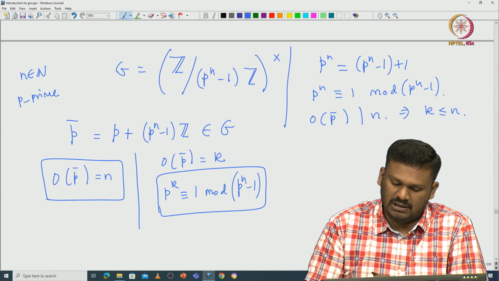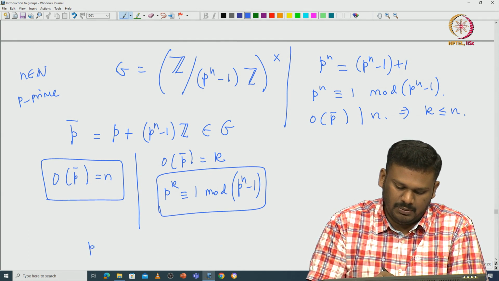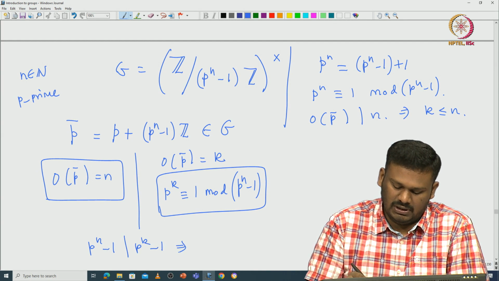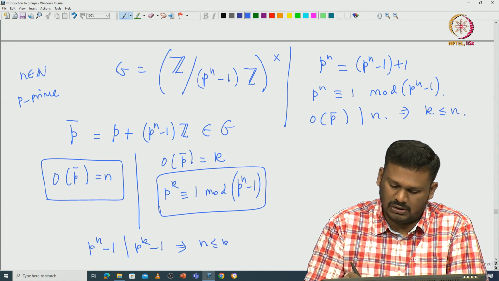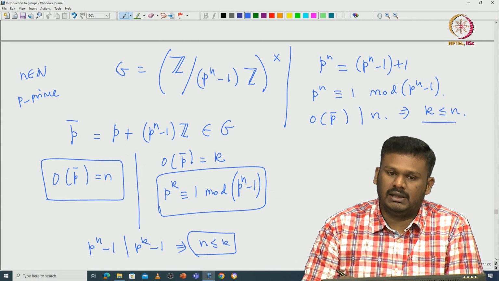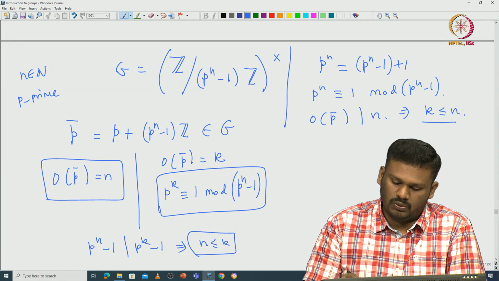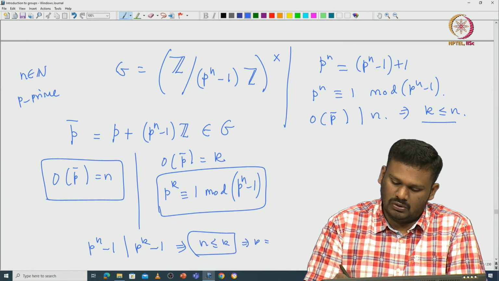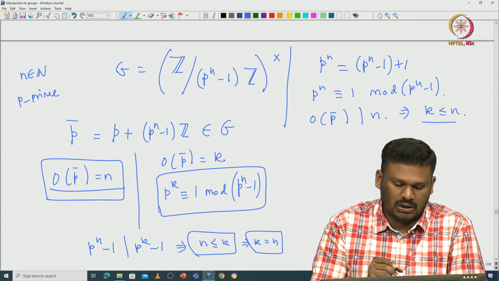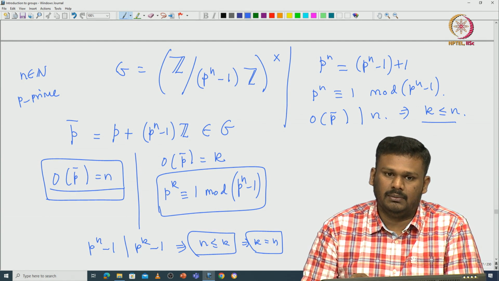What do we get from this equation? We can see that p power n minus 1 divides p power k minus 1, and it is easy to see this will definitely imply n is less than or equal to k. Now you already have k less than or equal to n, and here you have n less than or equal to k, so that implies k is equal to n. If k is equal to n, that means the order of p bar is nothing but n.